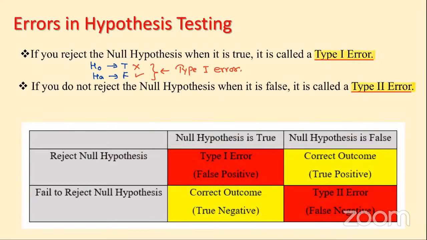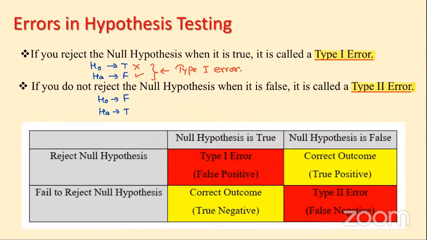Now let's look at the second one, type 2 error. So in type 2 error, look carefully, you do not reject the null hypothesis when it is false. The null hypothesis is actually false and the alternative is true.